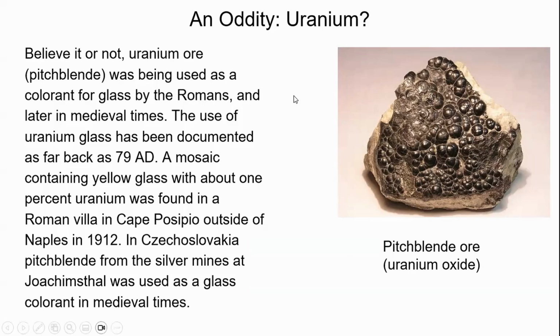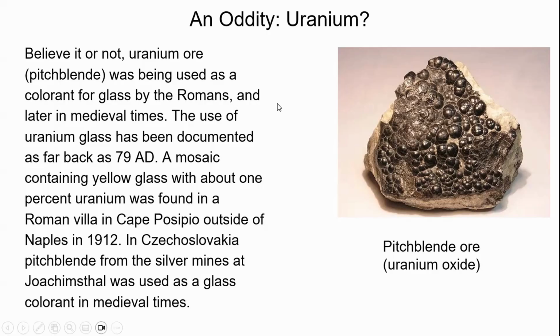In Czechoslovakia, pitchblende from the silver mines at Joachimsthal was used as a glass colorant in medieval times. And here on the right, we have some pitchblende ore or uranium oxide. And it looks a lot like the hematite, but it's really, really dense. I've got a couple pieces in my collection, and it is quite radioactive. Now, obviously, the Romans didn't know that, and neither did the medieval people.